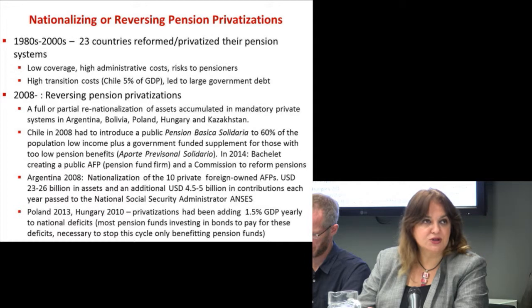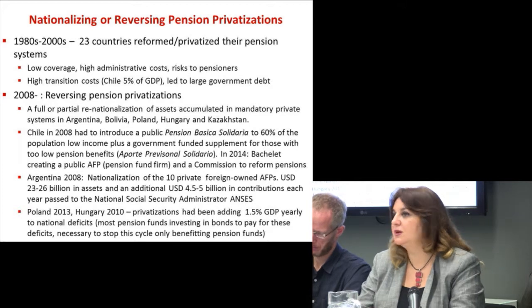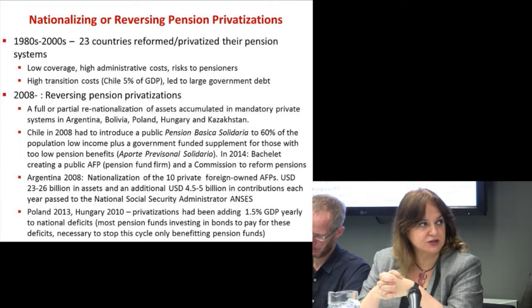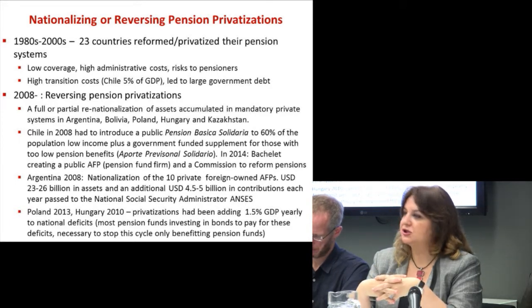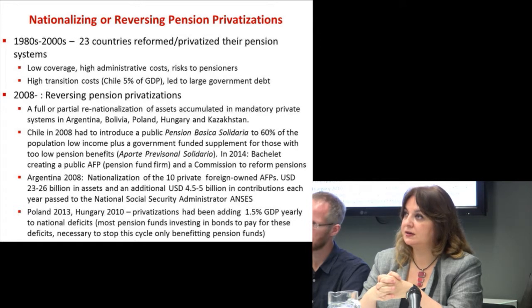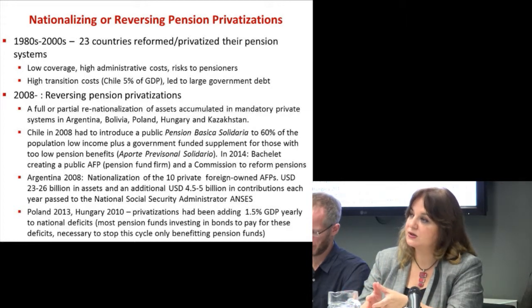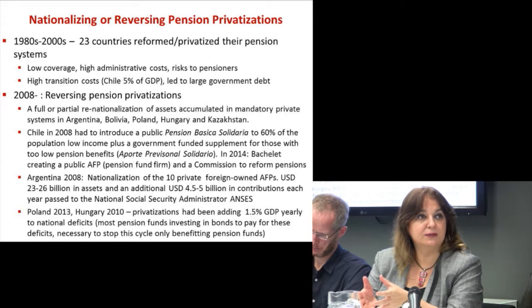Another important trend on pensions, and this is a remarkable one, is the reversals of pension privatizations. You might be aware that in the 1980s and 90s, about 23 countries reformed or privatized their pension systems, with the idea that it was going to expand coverage, make pension systems more efficient, and also less costly. Actually, none of that happened. Coverage was not increased at all. It had high administrative cost. The risk was transferred to pensioners, and the transition cost the governments had to pay to companies was so high. In Chile, it was about 5% of GDP. That actually left governments with a very high debt.